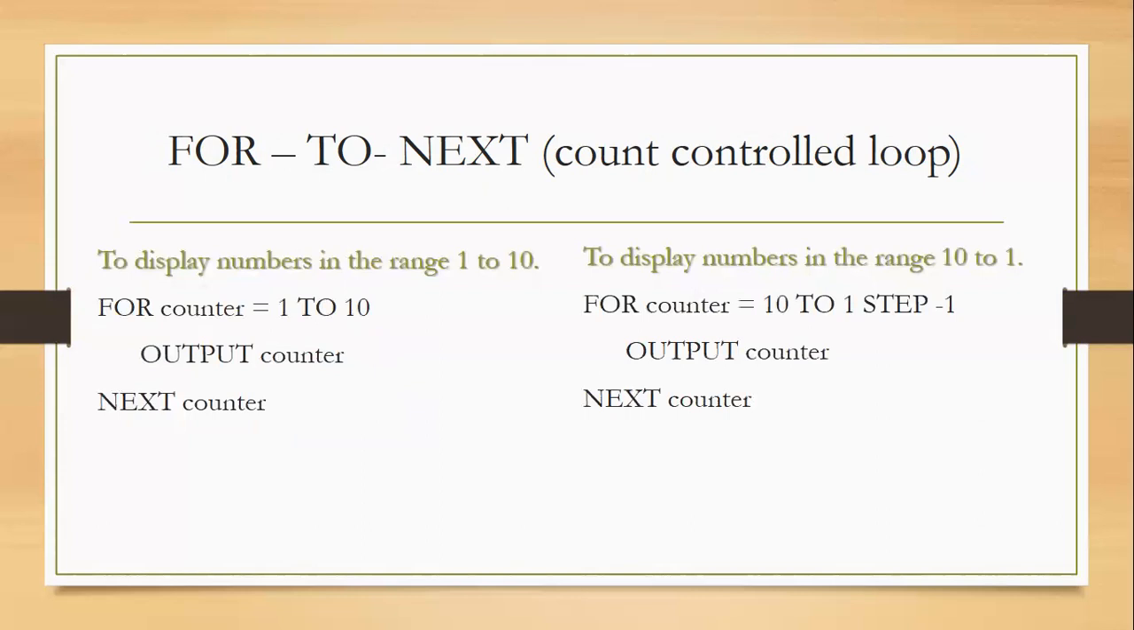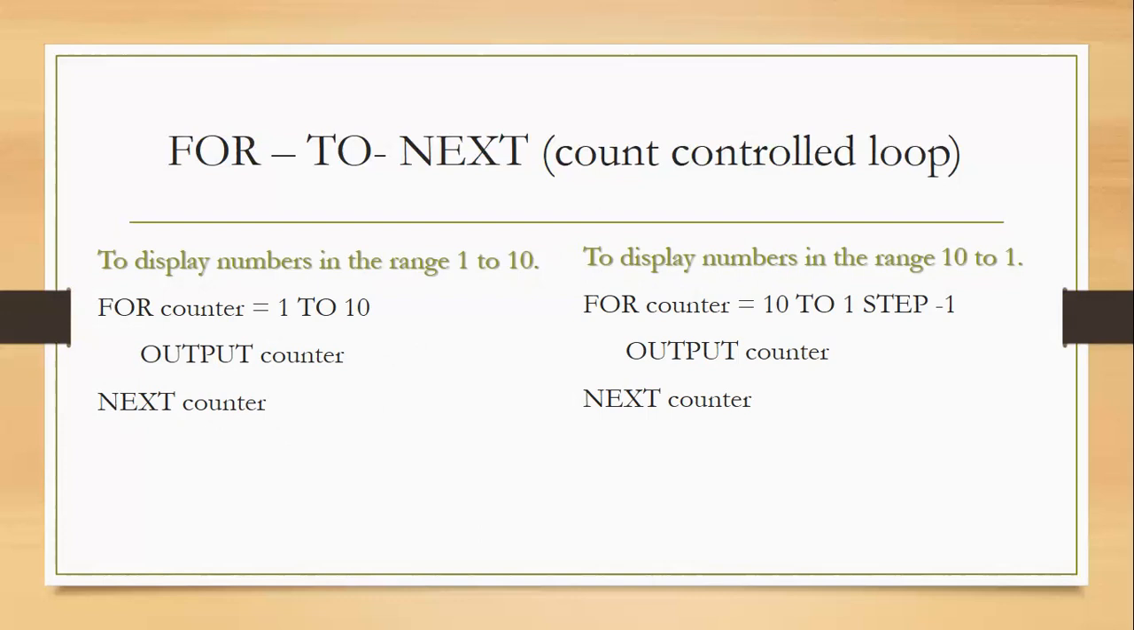Moving on to the example. You can see the example is written here. If I want to display the numbers from 1 to 10, the instruction is: for counter equals 1 to 10, output or print. Again, I'm recalling something that we have done earlier. We have done output or print for this, and the same is happening here. And again, you are saying output counter and then next counter.